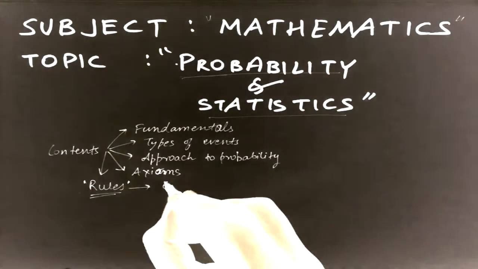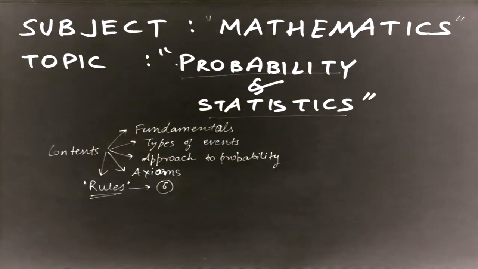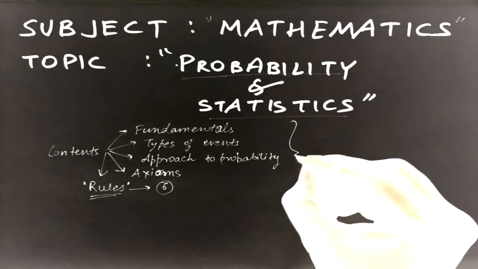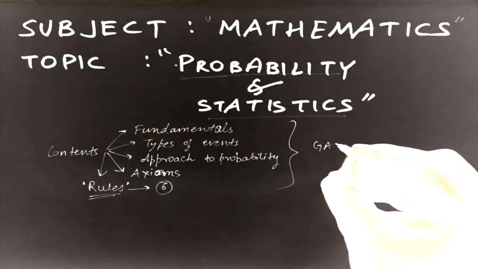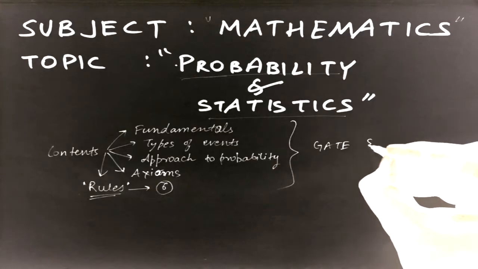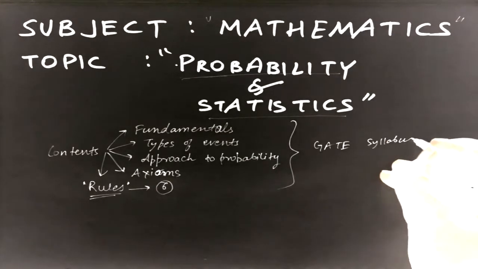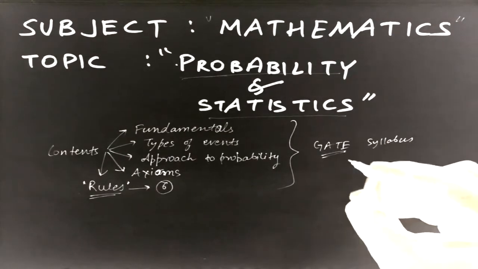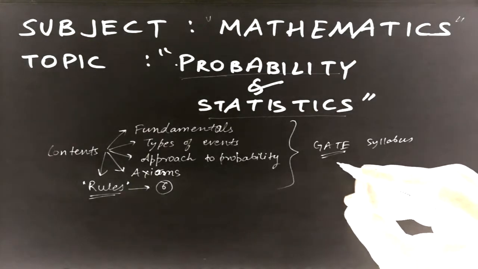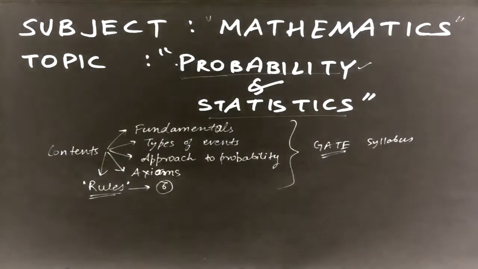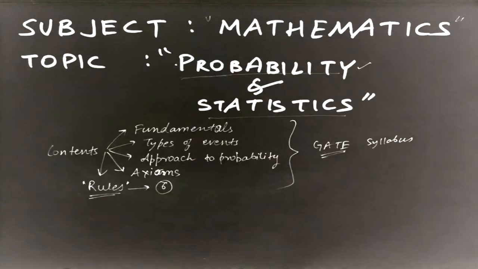There will be 6 rules that we will be discussing, and this will cover the whole of your GATE syllabus for probability. So today our primary focus will be over probability, and in the next lecture we will study about statistics. Alright, let's start.